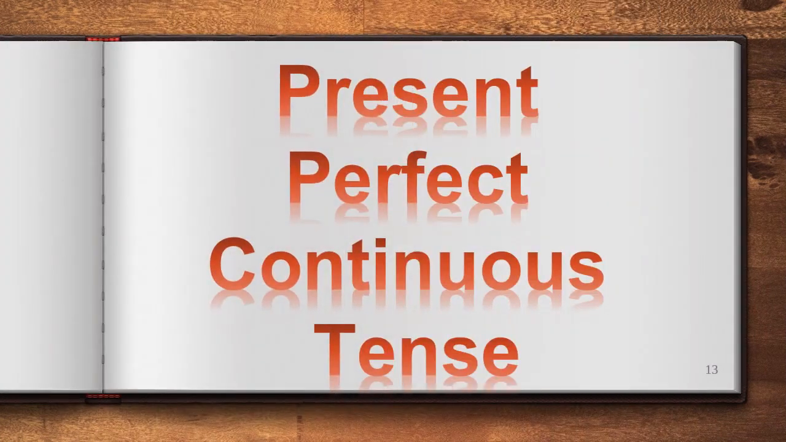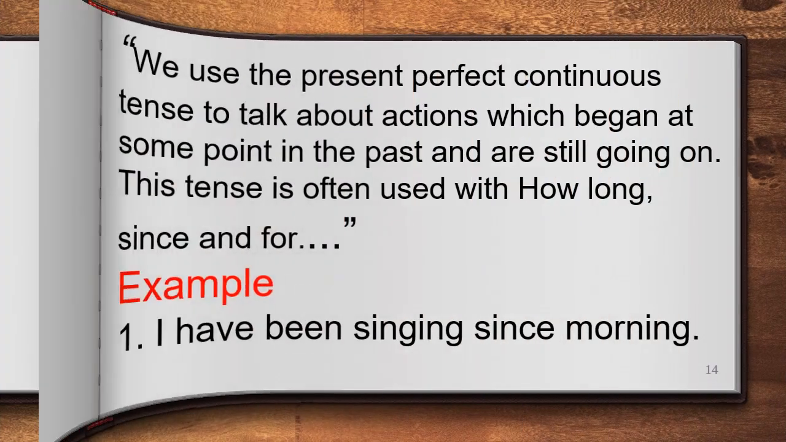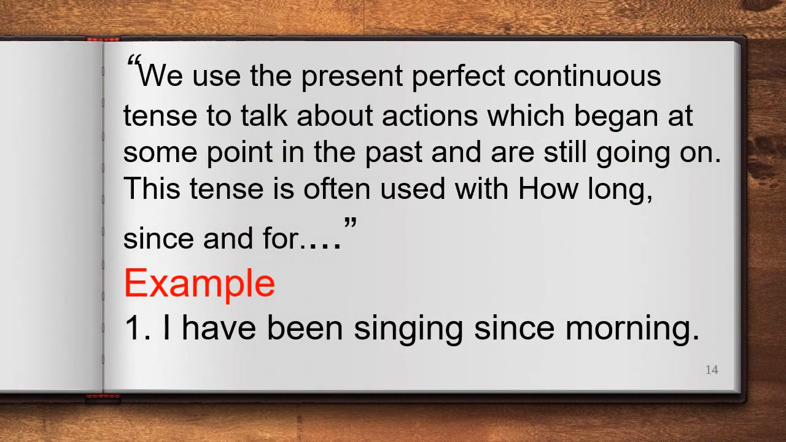The next type is present perfect continuous tense. Now, where do we use this tense? We use the present perfect continuous tense to talk about actions which began at some point in the past and are still going on. This tense is often used with how long, since, and for. For example, I have been singing since morning.